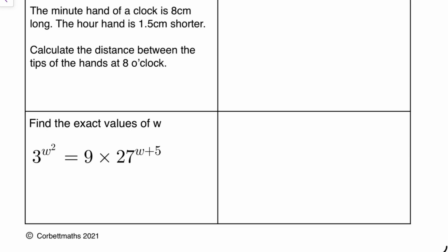Next question. Right, what do we have? So the minute hand of a clock is 8 centimeters long. The hour hand is 1.5 centimeters shorter. Okay. Calculate the distance between the tips. Oh, right. Okay, good question.